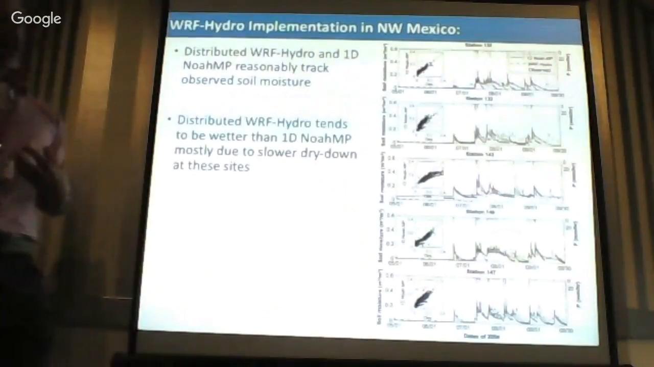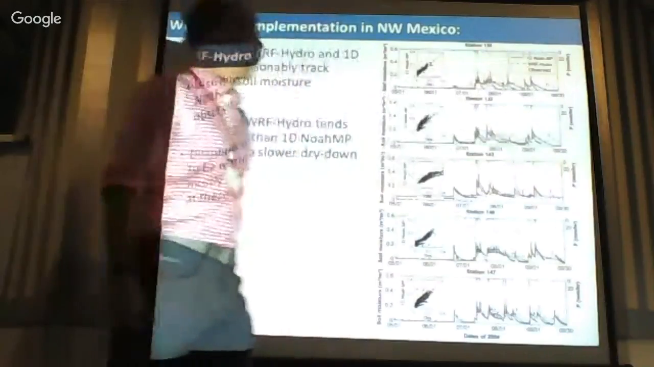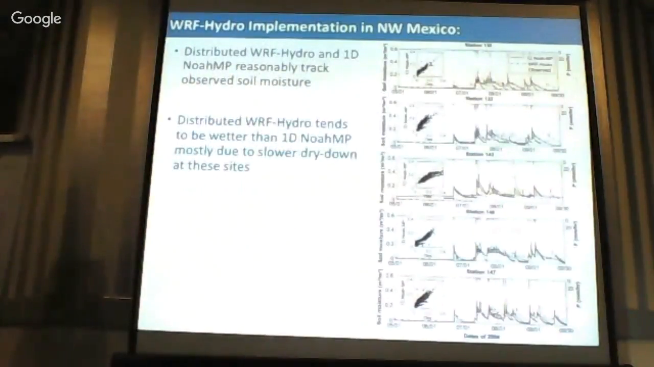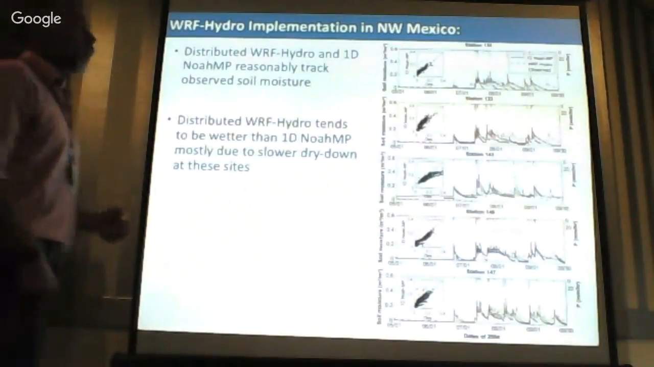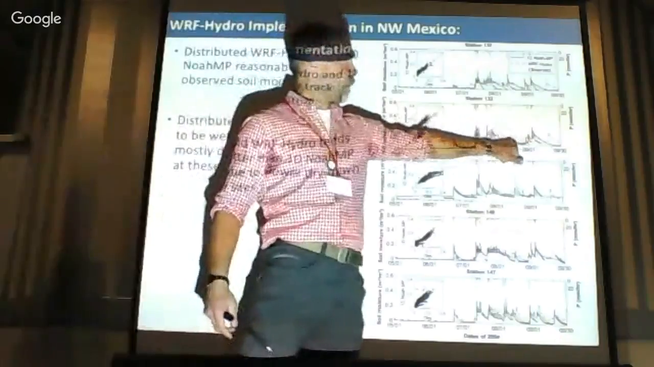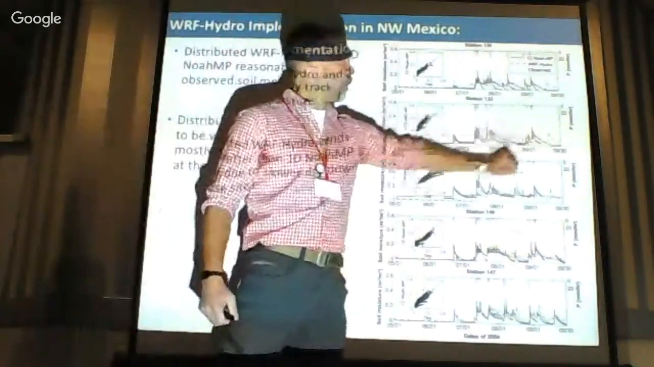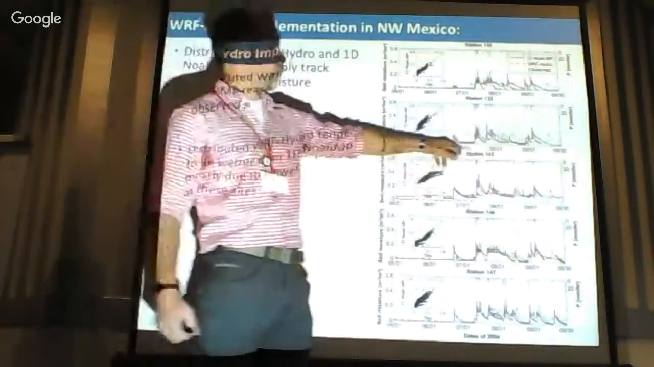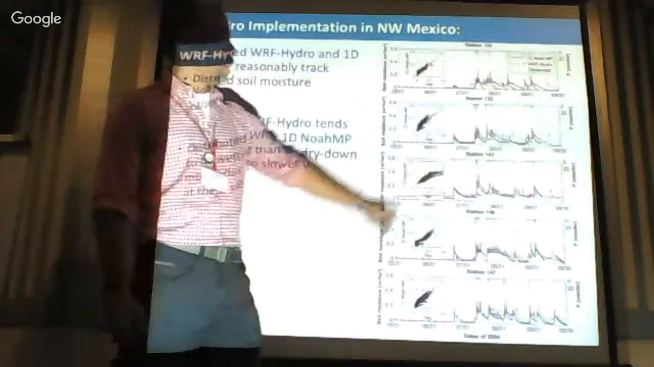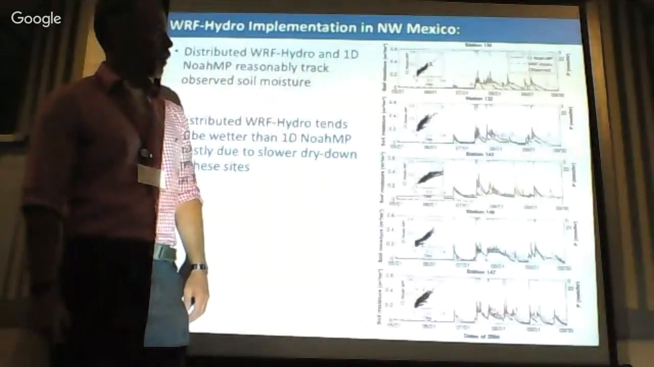If there's one pathological behavior, I would say, it's that in the WRF-Hydro system, as opposed to the 1D model, we do tend to have a much slower recession in soil moisture at some of these sites, though not all. This would be an example where the dotted line is the WRF-Hydro soil moisture. The solid line is the one-dimensional NOAA-MP soil moisture, and of course the dots are the observations. And in this case, it takes the WRF-Hydro system a while to dry down after events.